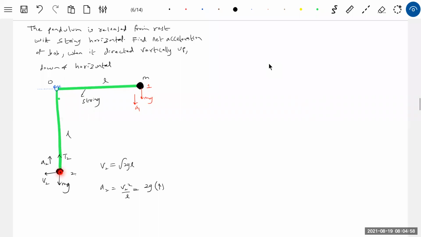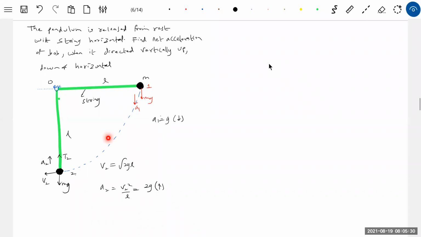At the lowest point, it is going to describe a circular path like this. At the lowest point, the net acceleration will be directed vertically up, and it is equal to 2g. Now, is there any point in its path where the total acceleration will be horizontal?